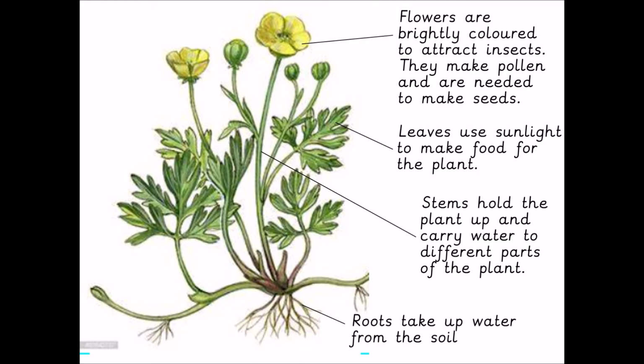Leaves use sunlight, and they use that sunlight to make the food for the plant. Stems we've talked about before. We looked at the celery with the blue dye. You might remember in class. They hold the plant up and they carry water to different parts of the plant as well. And the roots have a number of purposes as well. They absorb water and nutrients from the soil for the plant. They also anchor the plant in the ground and stop it falling over.